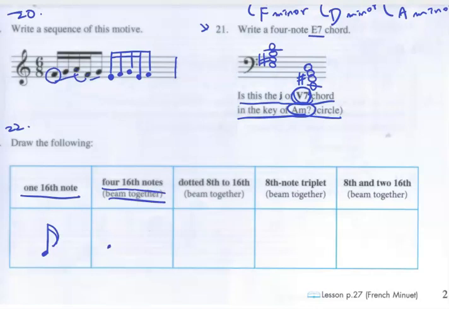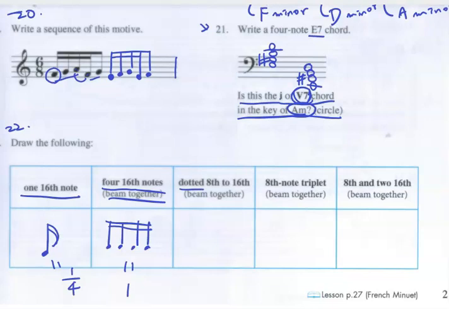And 4/16th notes beam together. So we need 1, 2, 3, 4, and 4 stems. 1, 2, 3, 4, and we need 2 beams. And this one counts 1 beat. So ta ta ta ta ta ta ta ta ta ta ta ta, fast, right? And this note counts 1/4 of a beat.